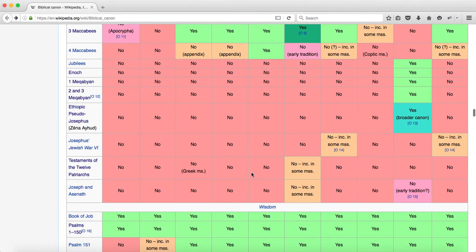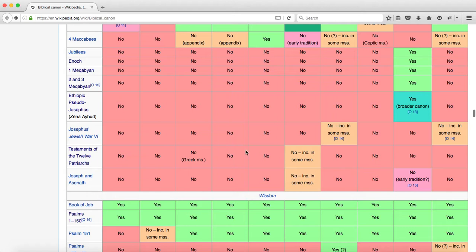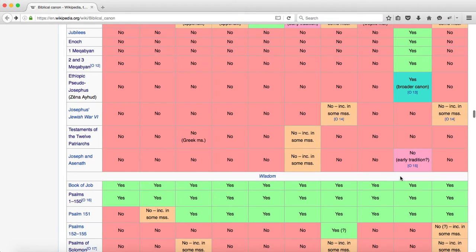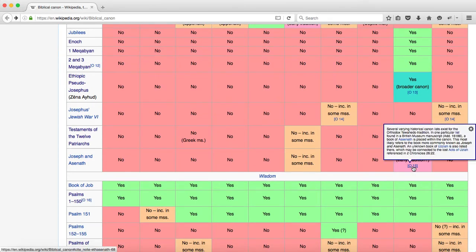The Testaments of the 12 Patriarchs are not included by any groups of modern Christianity. However, certain forms of Christianity have manuscript traditions of the Testaments of the 12 Patriarchs, which shows that people in the past within those traditions accepted these writings. The same is true concerning Joseph and Asenath. It's not included by any modern Christian group, but it is included by some ancient groups, or the ancient forms of these groups.